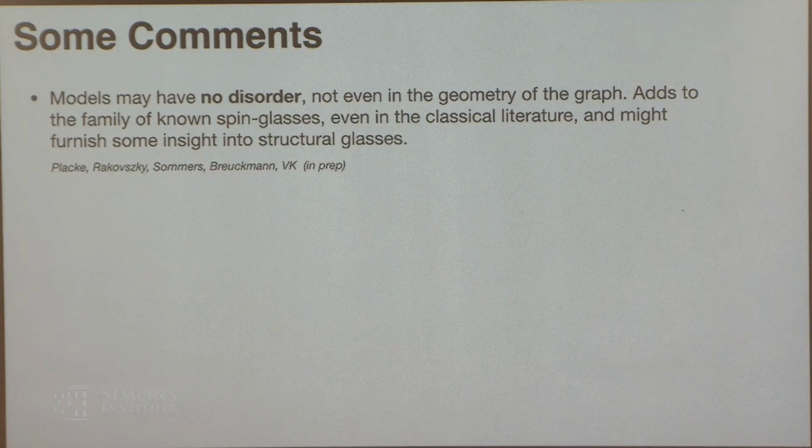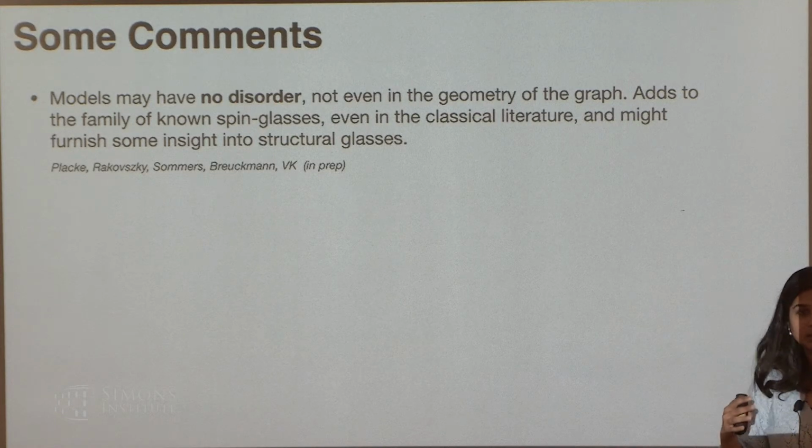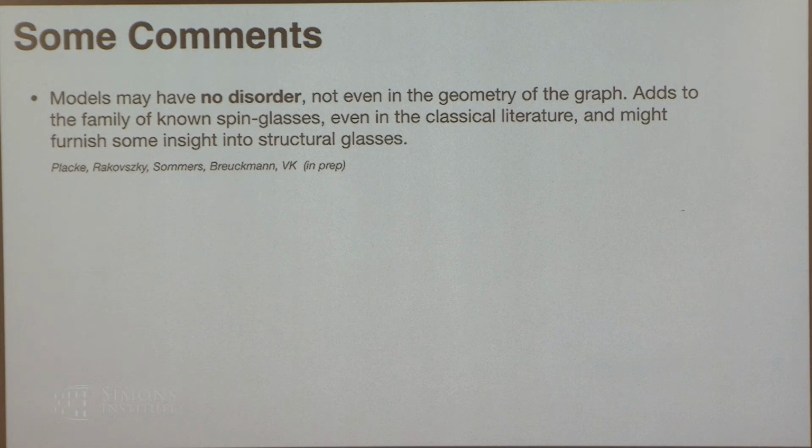But you can still prove all of these features about spin glasses using this property of expansion. So this adds to the family of known spin glasses, even in the classical literature. And it might furnish some insight into structural glasses. Of course, when you think about window glass, you are thinking about glassiness, the glassiness that comes about due to some kind of geometric frustration rather than due to energetic frustrations. And this family of models is much more in that spirit.